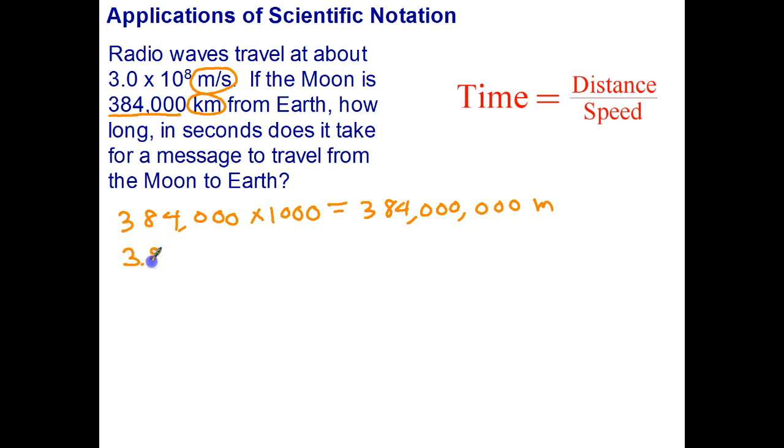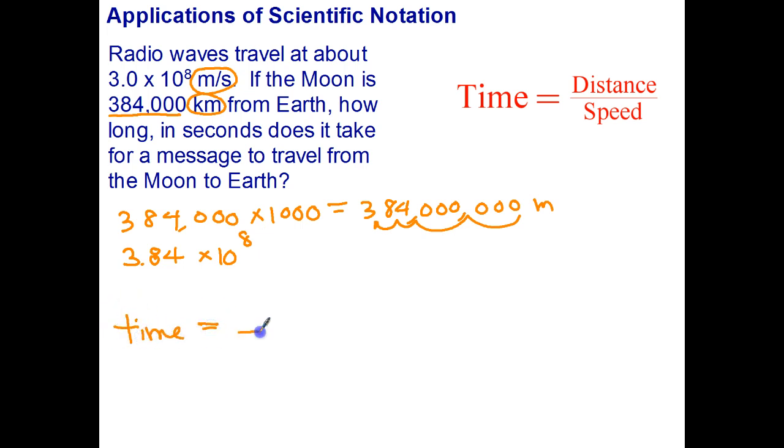Okay, let's write that now in scientific notation. So a number between 1 and 10. So I move my decimal point till it's after the 3. Altogether, I moved it 3, 6, 7, 8 places. So that is times 10 to the power of 8. Okay, now we're ready to do our calculation for time.